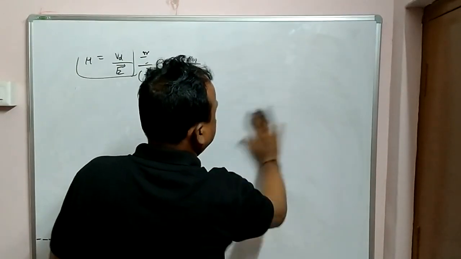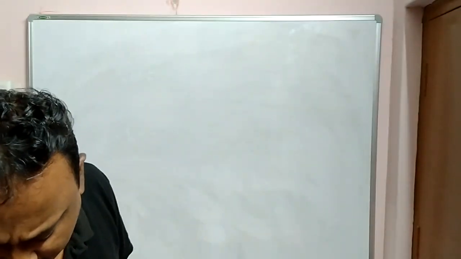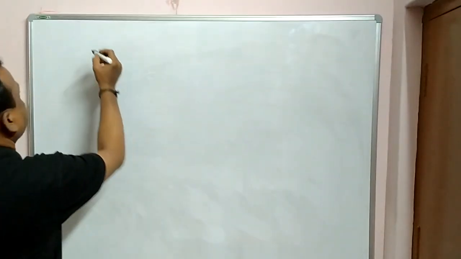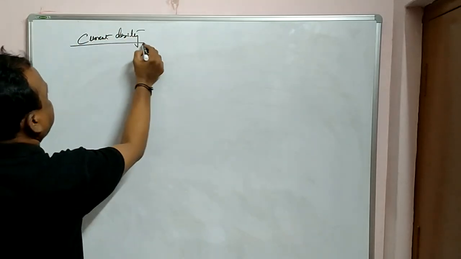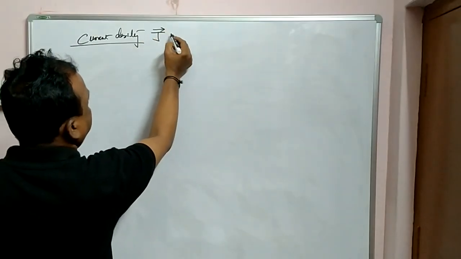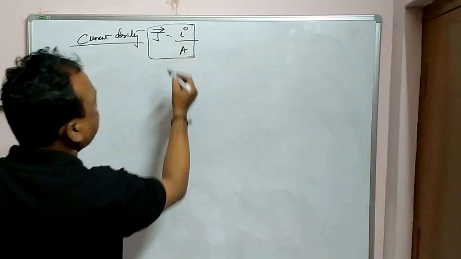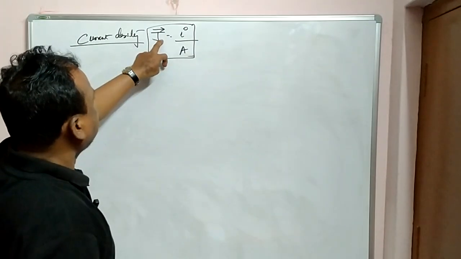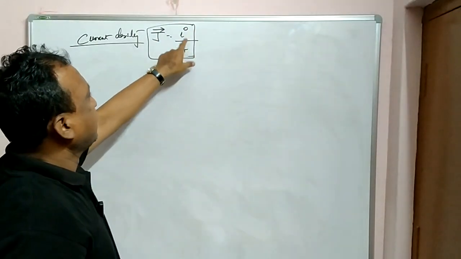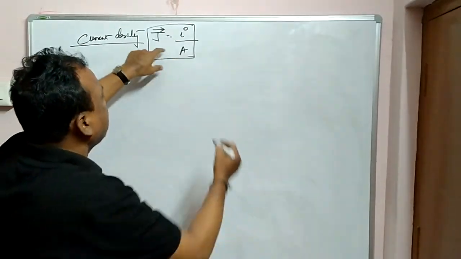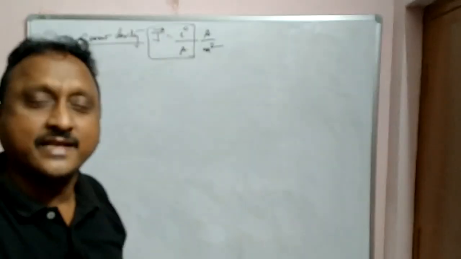Now let us go to current density, another important formula. See, generally current density is a vector quantity. It is indicated with J bar. It is defined as current by area, the ratio of current to that of area. Understood? So it is a vector quantity. Current density is given by the ratio of current to area, that means current per unit area. So what is the unit? Ampere per meter square.